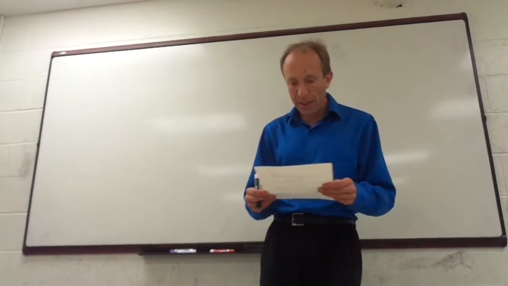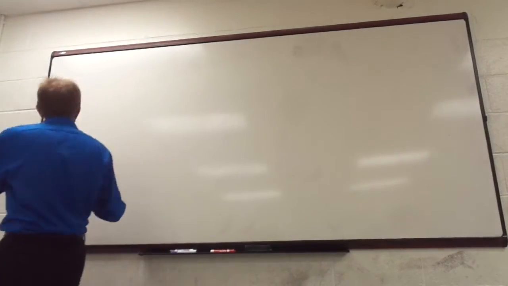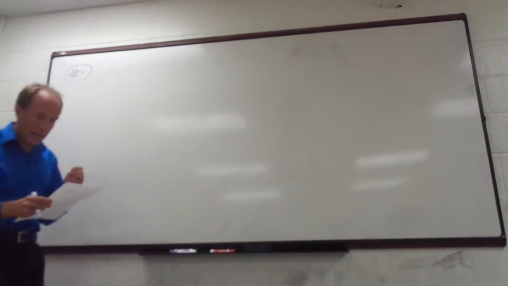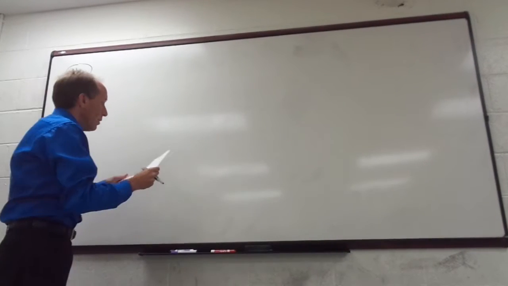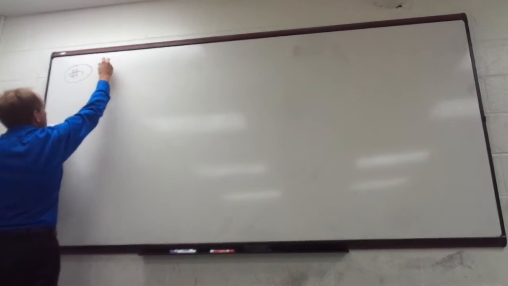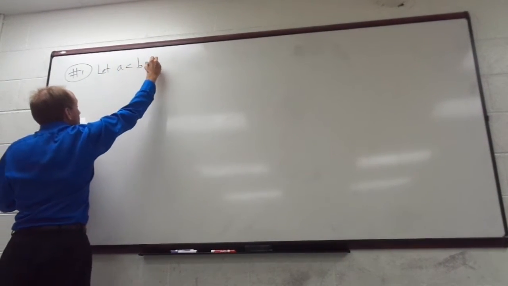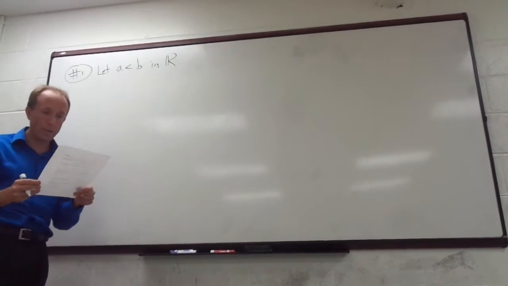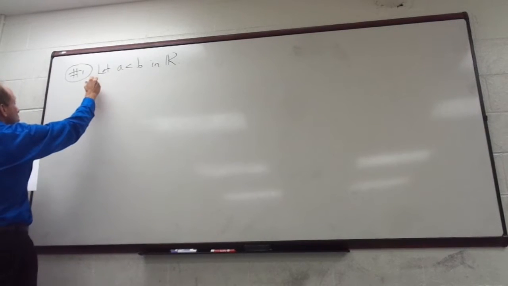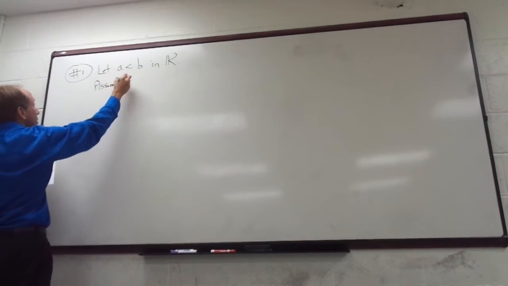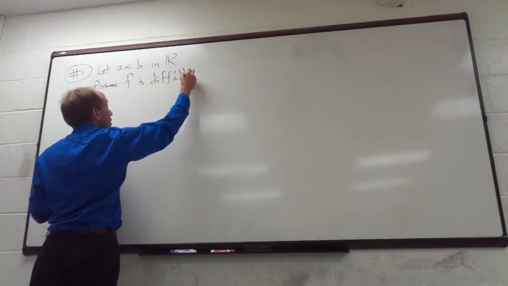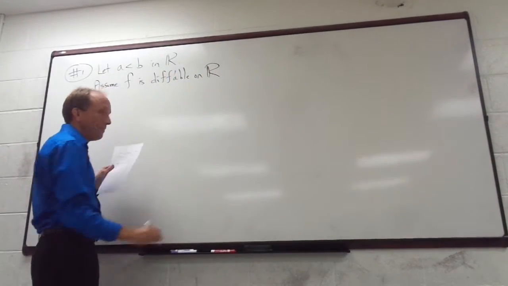So this is good. So let's start off with problem number 1. This is problem session number 6, by the way. And this is the first problem. Okay, so I'm just going to abbreviate the question up here. We have the problems in front of us, but we're going to take two numbers, a less than b, in the real numbers, and we're going to assume that f is differentiable on R.